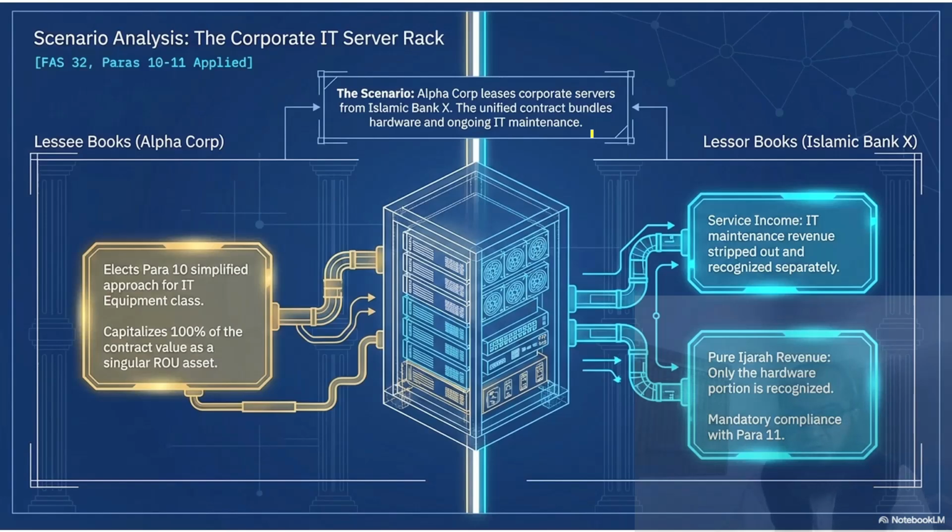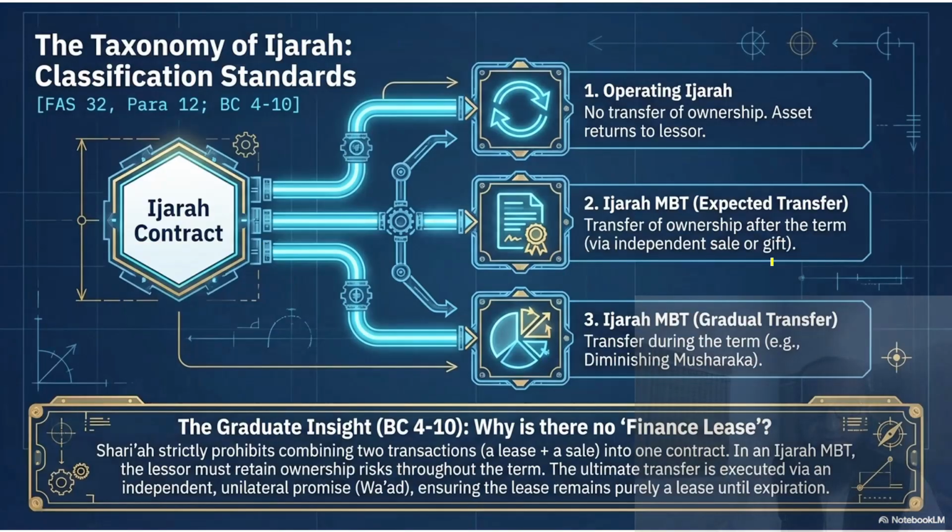So here is an example, a simplified approach for the IT equipment class. The example says that these are the books for the lessee, and these are the books for the lessor. The lessor is an Islamic bank. The lessee is a company. So the lessee can combine the two. They capitalize 100% of the contract value as a single ROU asset. This is the relaxation available to the lessee. But the lessor has to separate the components and record the incomes. So that's the income on the lessor side. They have to record the income separately.